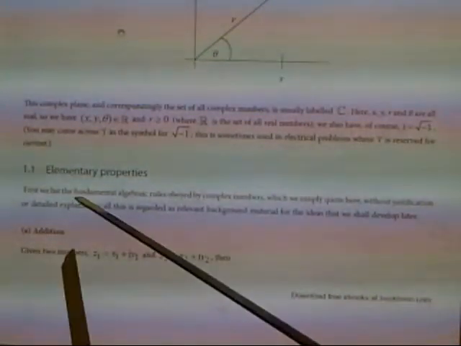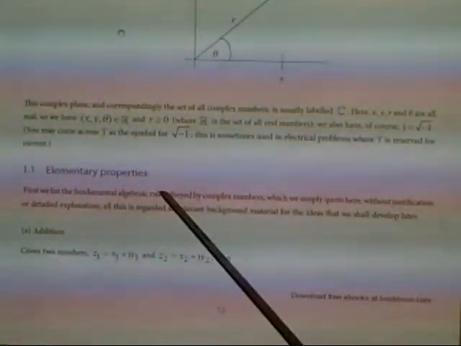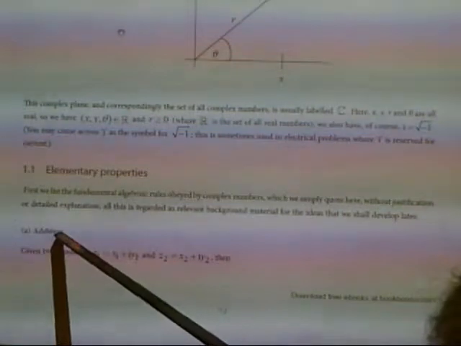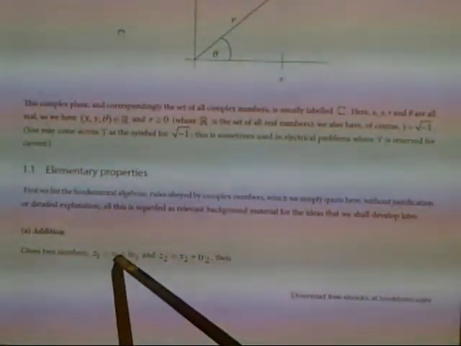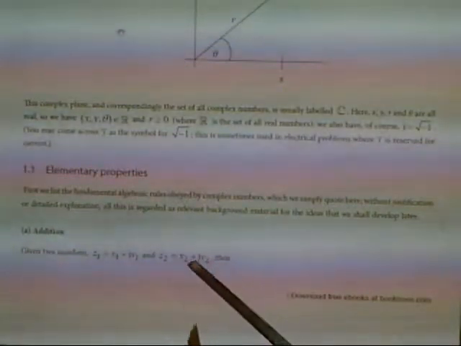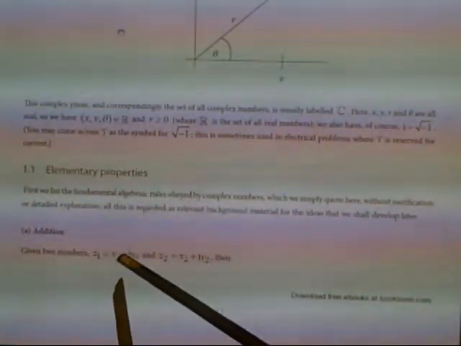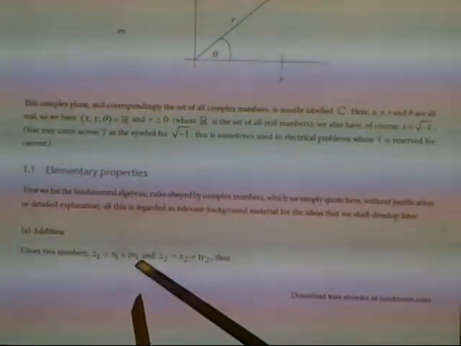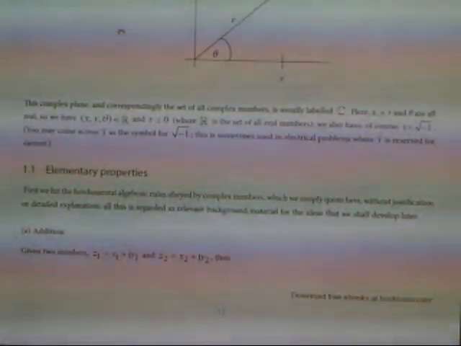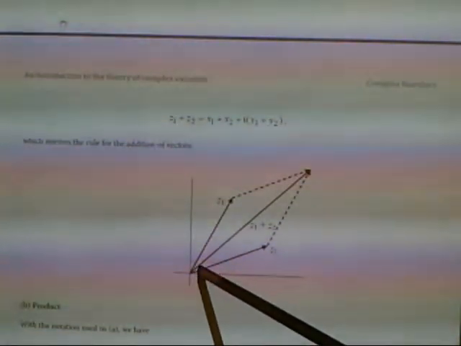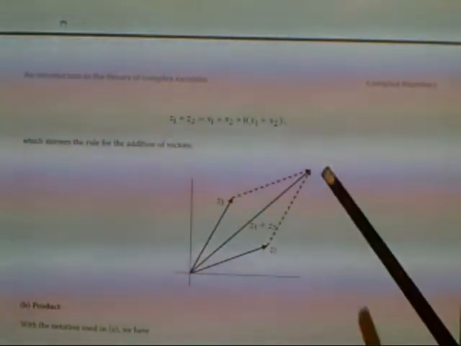Now we're talking about the elementary properties of complex numbers. You can add complex numbers. Z1 = x1 + iy1, Z2 = x2 + iy2. Therefore Z1 + Z2 = (x1 + x2) + i(y1 + y2). In this case, Z1 is this vector, Z2 is this vector, so Z1 + Z2 is this resultant vector. This is how to add complex numbers.